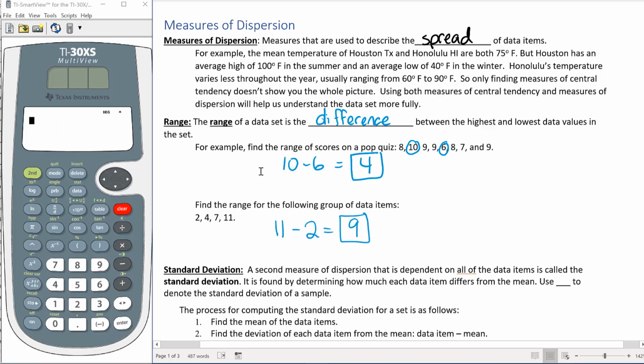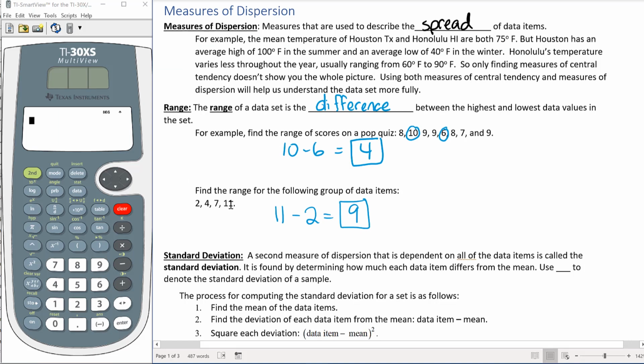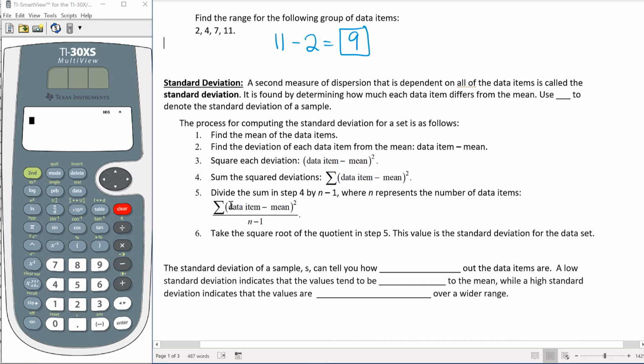The next measure of dispersion is called standard deviation, and it's a lot more difficult to find this measure of dispersion, but it's a lot more accurate, and we can do lots of interesting things with it if you pursue statistics. So the second measure of dispersion, that is dependent on all the data items, not just the top and the bottom, is called standard deviation. It is found by determining how much each data item differs from the mean.